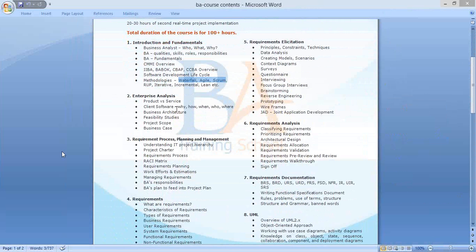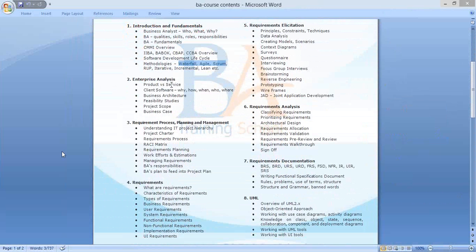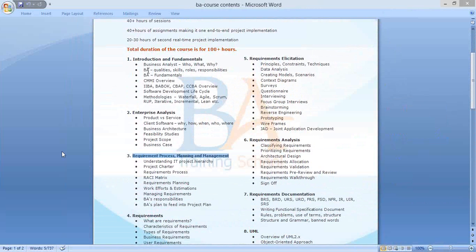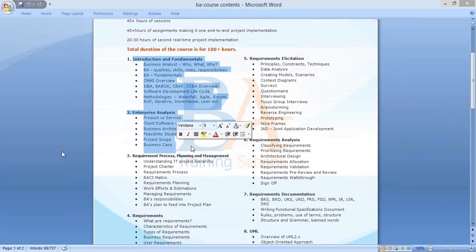And then some part of the enterprise analysis, like what a product is or what a service is, and how a client gets their software done. Why the customers go for the software, how they will get it done, when, who, where, all this stuff. And then we'll start with the basic requirements. This is where the BA job starts. This is all the fundamental information, the general knowledge.